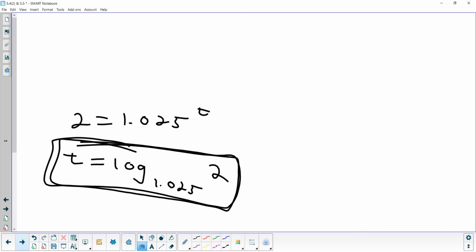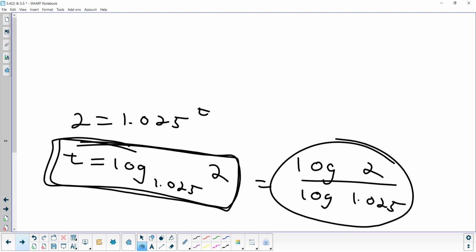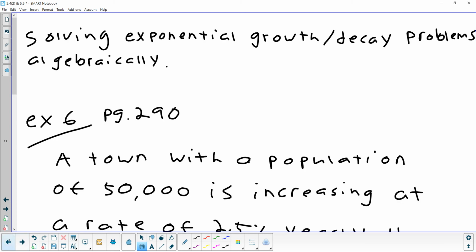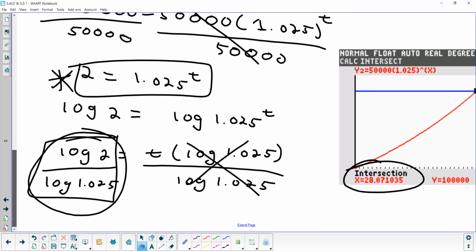That's a log with a base besides 10 or e. So unless you have a special feature for it, the only way to type in a log with a different base is to take the log of the argument, and I'm going to write this down when I show you the formula nicely, and divide by the log of the base. That's exactly what everybody typed in when we did this problem. It just took us a little longer to get to that because we took this extra step of taking the log of both sides and then moving the t in front. But we don't have to do that.